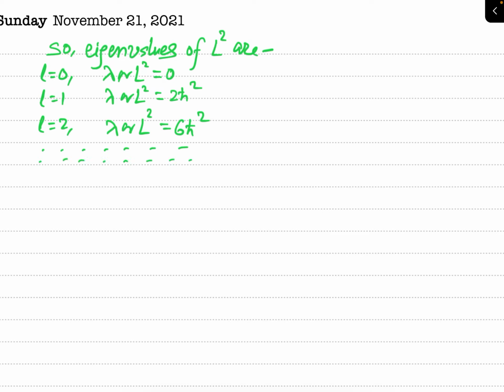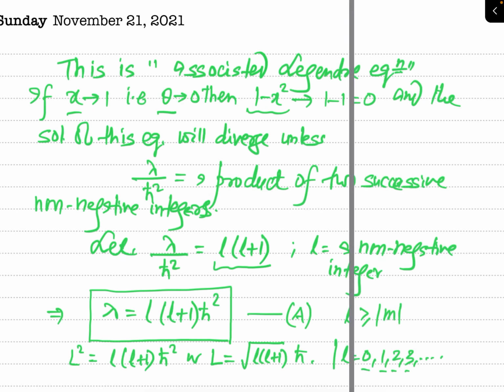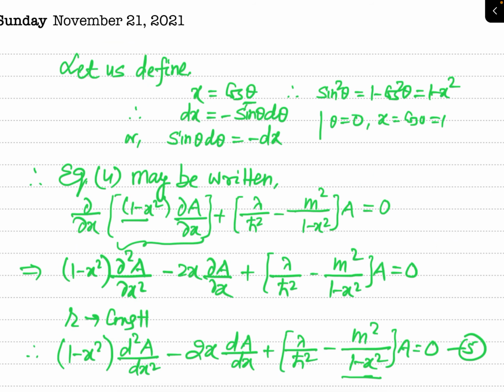So you can see the eigenvalues of the operator L square are actually discrete. It does not have continuous values; the eigenvalue spectrum of the L square operator is just a discrete spectrum. So after getting the eigenvalues of this operator, now we will focus on finding the eigenfunction of this operator. And for this, let us see again this equation number 5.